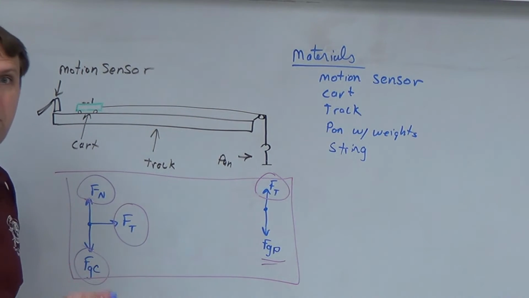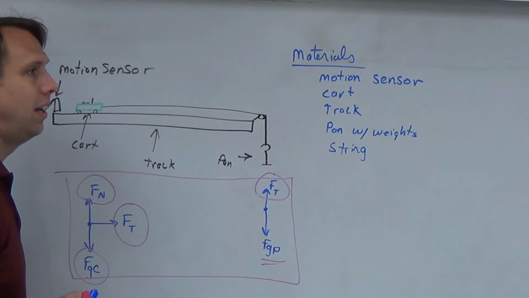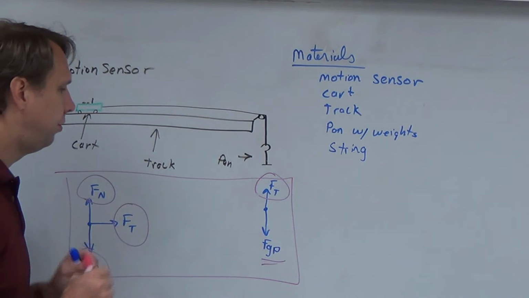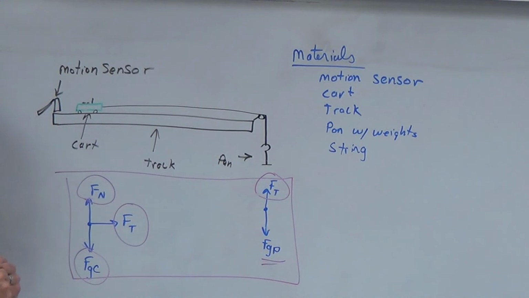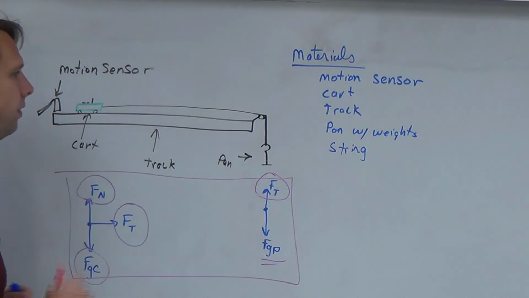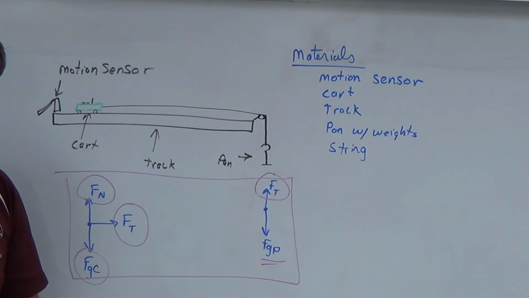The force of gravity of the pan becomes the net force on our system, and in this case, it's going to be our independent variable. It's the thing we're changing in our experiment. We will compare that to the acceleration of the system. The pan and cart have to have the same acceleration because they're connected by the string. I'm going to ask you to come up with the meaning of the slope.